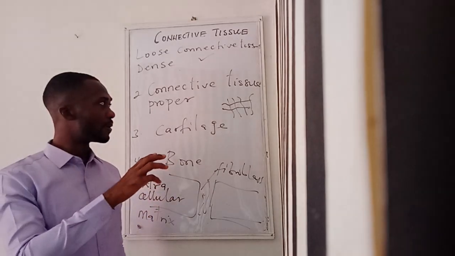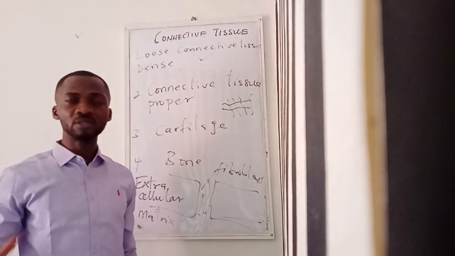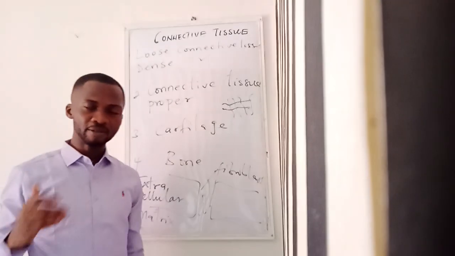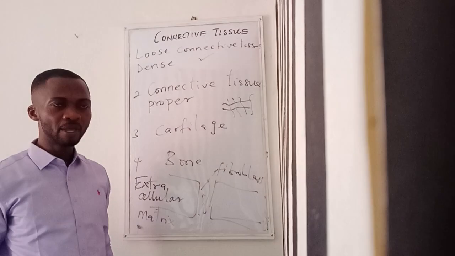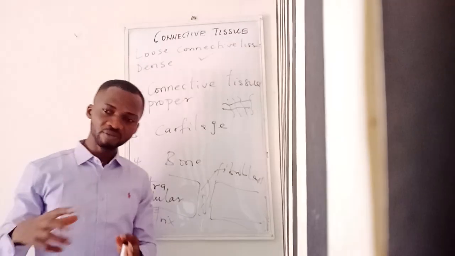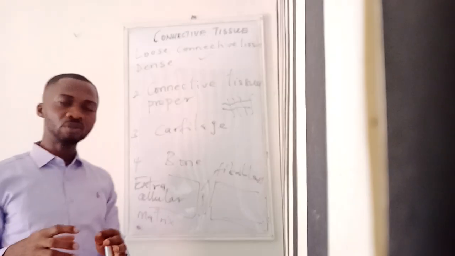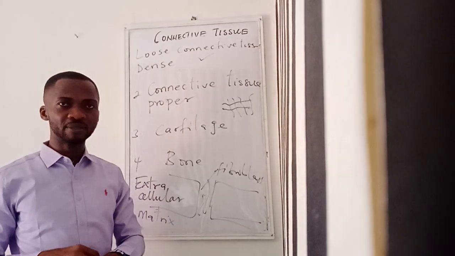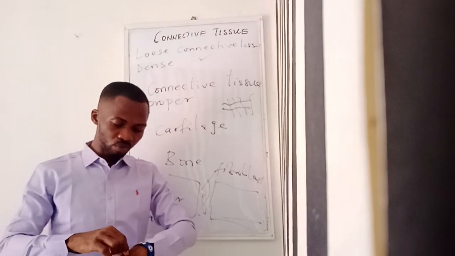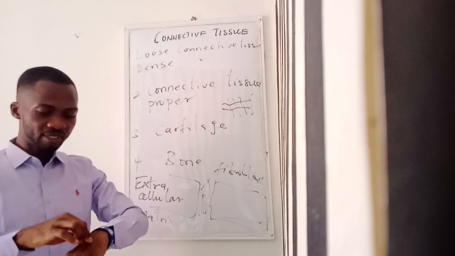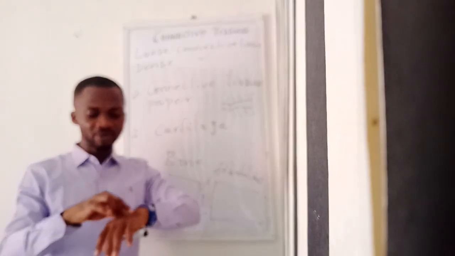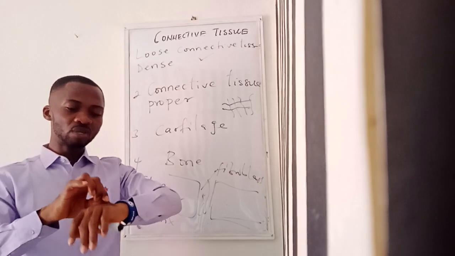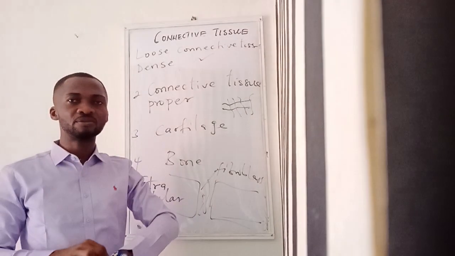This type of tissue, the loose connective tissue, is made up of three different types of fibers. The first one is the collagenous fiber, and the function of the collagenous fiber is to bring about resistance within the skin. For instance, if you pull the skin, the collagenous fiber resists this stretching of the skin so that you don't pull up the skin from the bone.